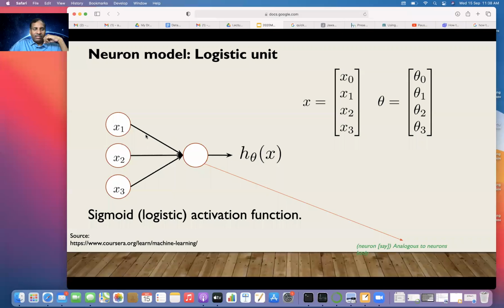So here you can see that there are 3 inputs given. From that we are getting some hypothesis function. So what are these 3 inputs, x1, x2, x3? As usual, x0 equals 1. Our weights initially are theta 0, theta 1, theta 2, theta 3. So this is a sigmoid logistic activation function. That is what we take.